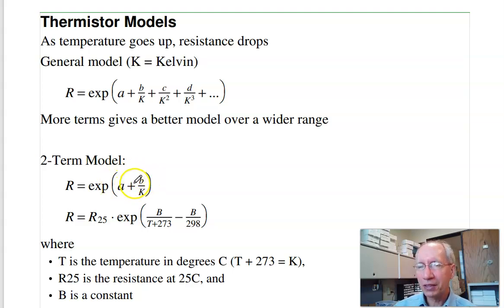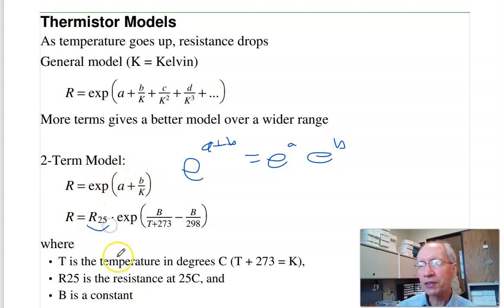I can rewrite this as a resistance and pull the A outside. E to the A plus B is E to the A times E to the B. So pulling this outside, that's a constant. That's the resistance at 25 degrees Celsius. This is the second term.